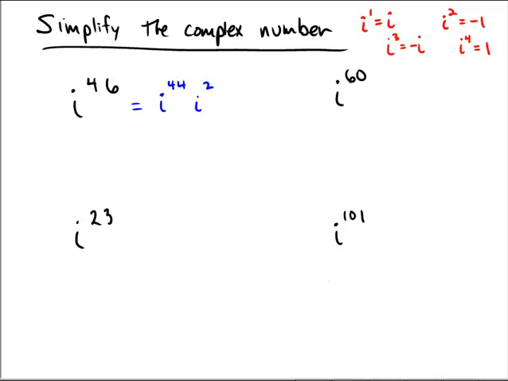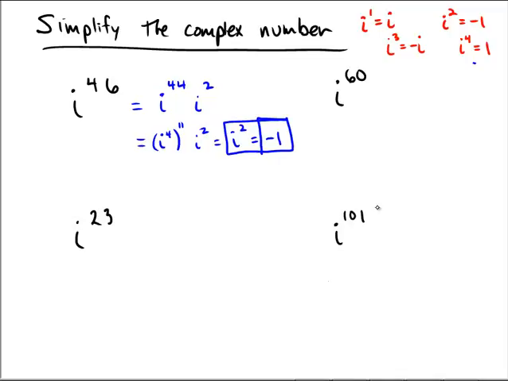I can see that 44 plus 2, and 44 is a multiple of 4. So that means you really have i to the 4th to the 11th multiplied by i squared, and since i to the 4th is just 1, that means this is going to be the same as i squared. And what's i squared? Well, by those top 4 rules, that's negative 1. So the final answer is negative 1.